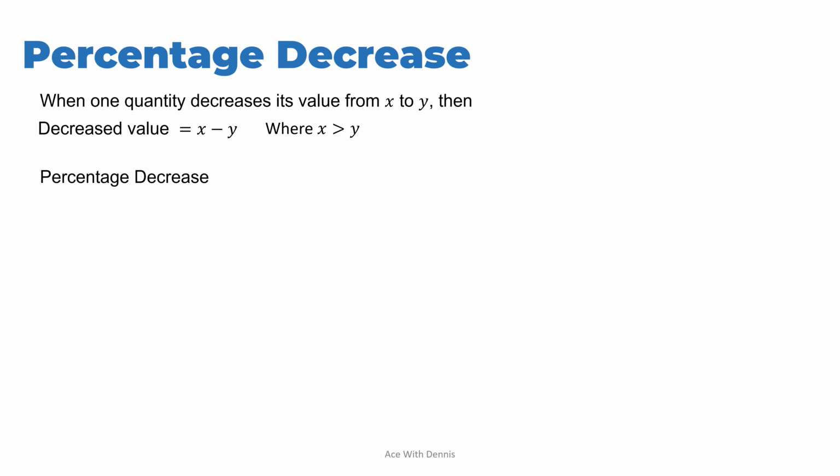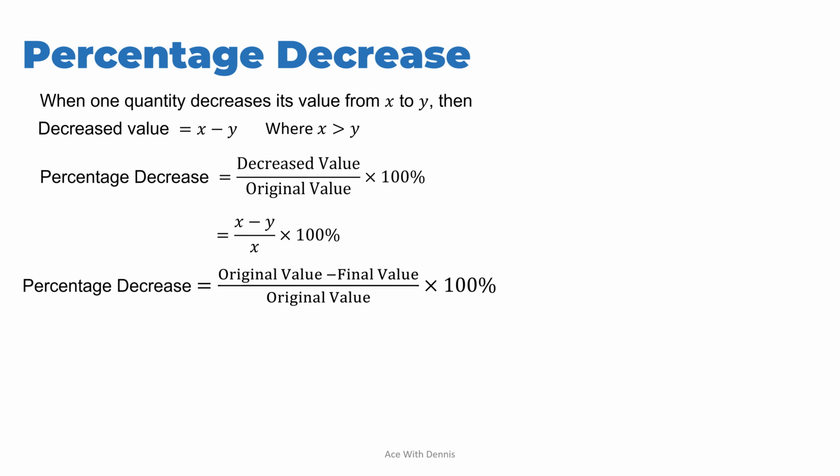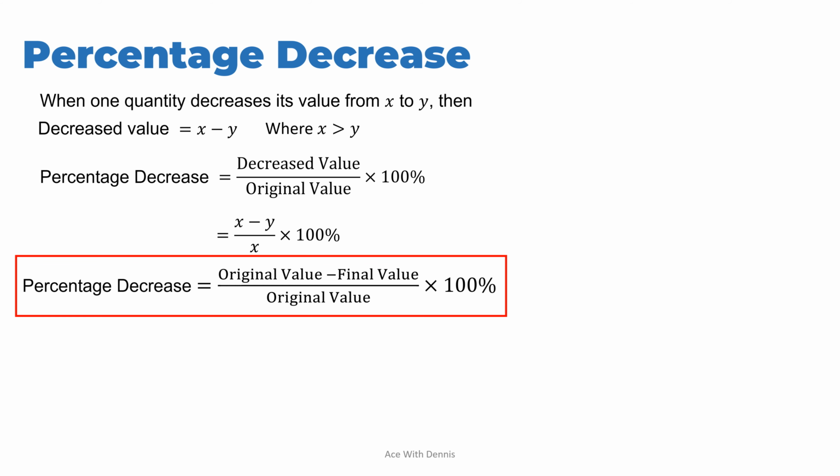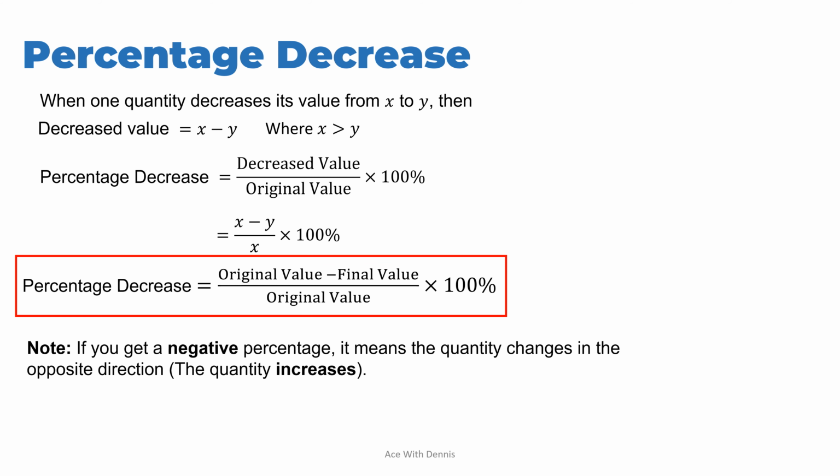And the percentage decrease will be decreased value over original value times 100%, which is x minus y over x times 100%. Or we can rewrite the formula: percentage decrease equals original value minus final value over original value times 100%. Take note that if you get a negative percentage, it means that the quantity changed in the opposite direction, where the quantity actually increases instead of decreases.